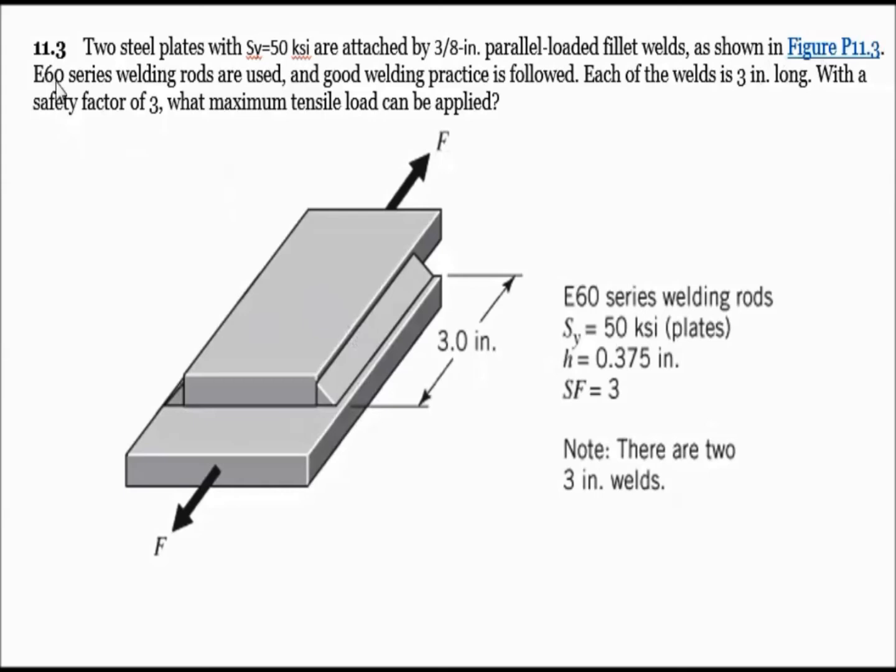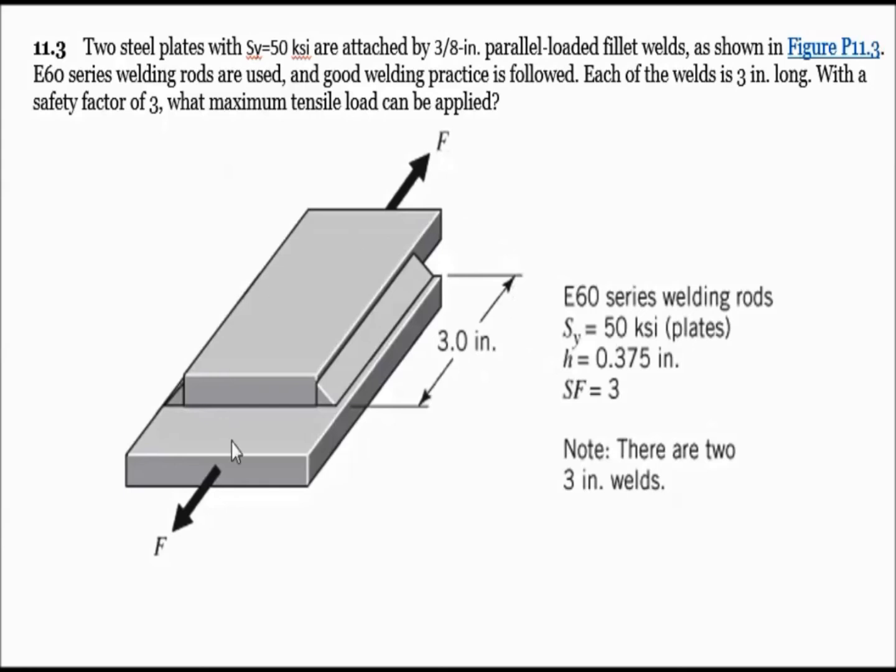It's an E60 series welding rod, so we can go back and use that information there to look up the properties about the welding rods. And good welding practice. So again, that's going to give us some information as well for our assumptions. Each of the welds, it gives us a length of 3 inches long, and it tells us a safety factor is 3. Now they want us to find the maximum tensile load that can be applied based upon that safety factor.